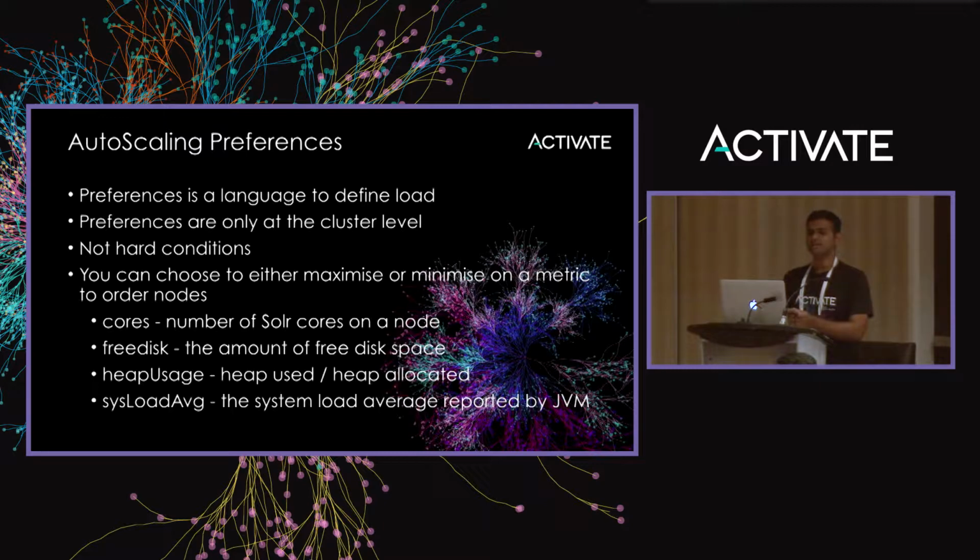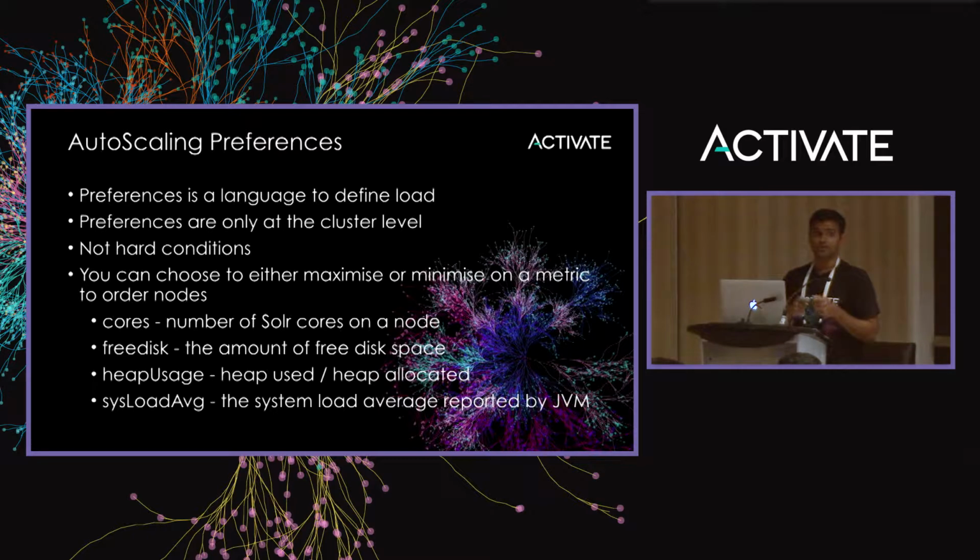Now we get to the part where we start understanding what a preference is. Those were called policies. Essentially, I like to think of preferences as a grammar to compare 2 apples, to say which apple looks prettier than the other. So you take 2 Solr JVMs and you try to understand which Solr JVM is more fit, or more appropriate, for this operation. So the syntax is a language to define load within your cluster.